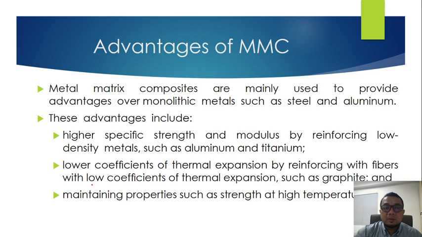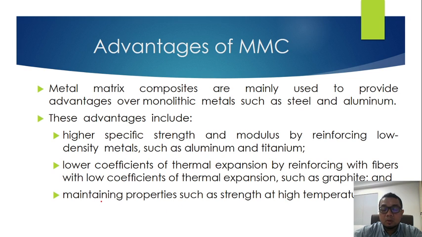So advantages of MMC, metal matrix composites are mainly used to provide advantage over monolithic metals such as steel and aluminium. These advantages include higher specific strength and modulus by reinforcing low density metals such as aluminium and titanium. Lower coefficient of thermal expansion by reinforcing with fiber with low coefficient of thermal expansion such as graphite. And the last one is maintaining properties such as strength at high temperature.